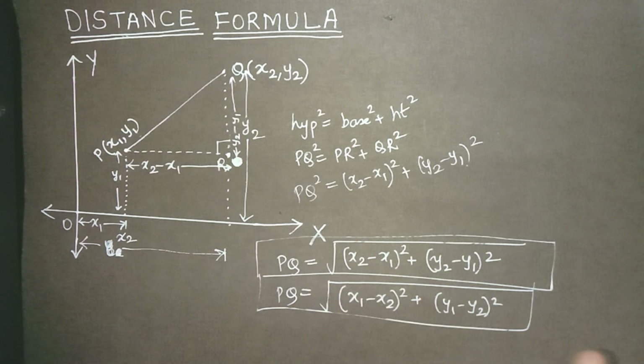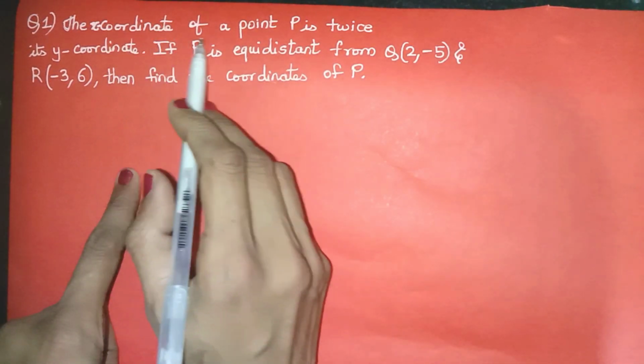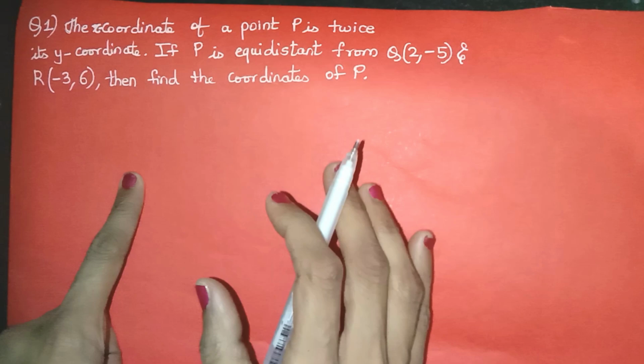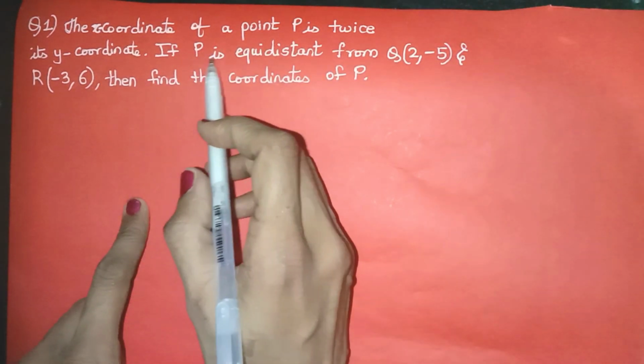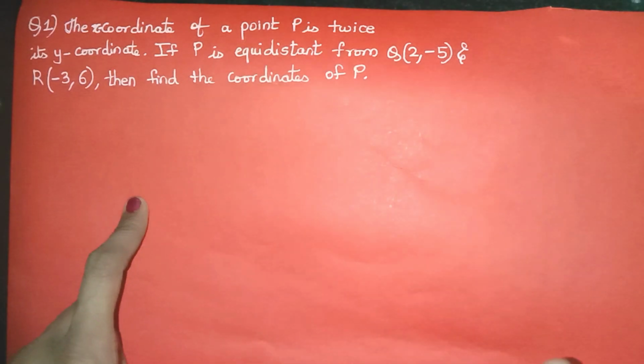So now let's do a simple question on distance formula to understand it better. So here is the question. The x coordinate of a point P is twice its y coordinate. If P is equidistant from Q and R, find the coordinates of P.